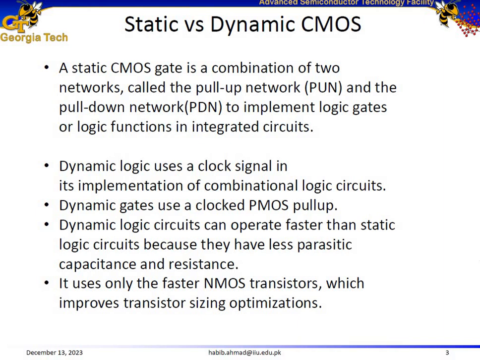So generally we have high RC time constant in PMOS transistors. So if we have less number of transistors in a particular CMOS logic circuit, then it's going to operate faster. And that's why, since we have less number of PMOS transistors in dynamic logic circuits, it operates much faster as compared to a static CMOS logic circuit.